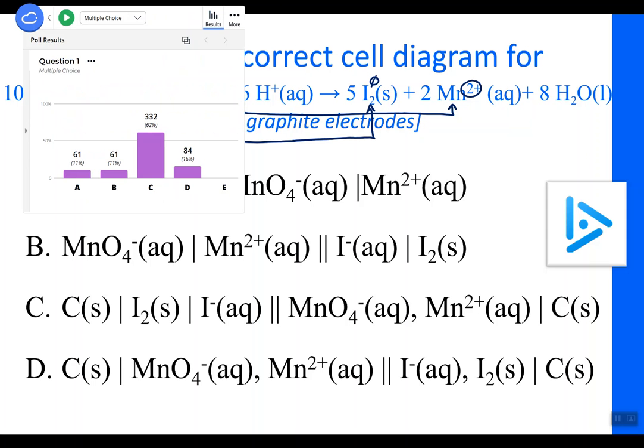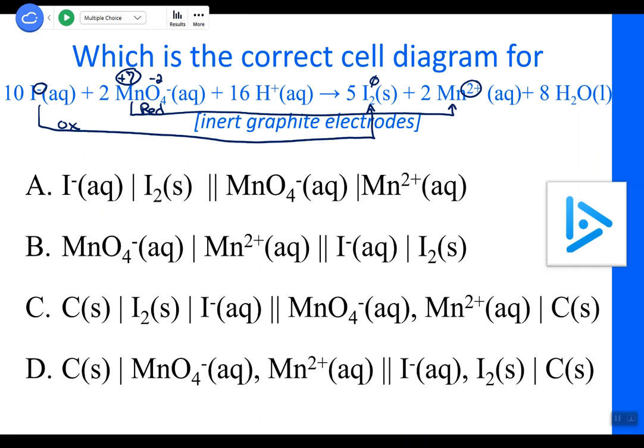Okay, most people went for C. C is the correct answer. We had a lot of votes otherwise, though, so we'll chat about this briefly. I went in and highlighted the oxidation numbers. That's the first step. We have to figure out what's being oxidized, what's being reduced. That means we need to know the oxidation number change.